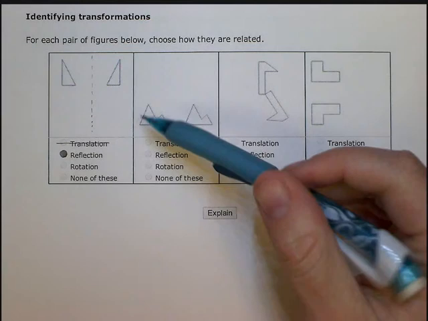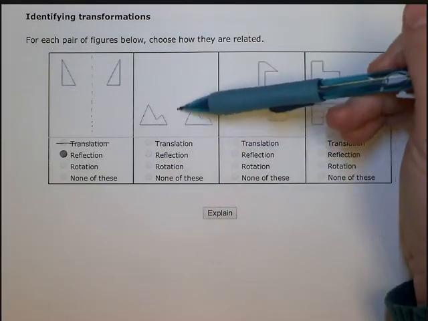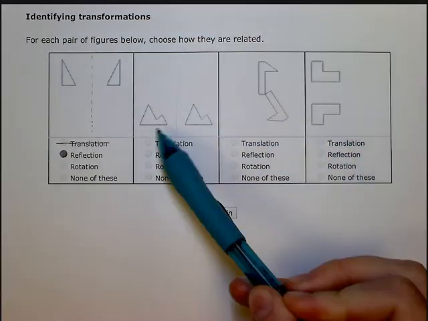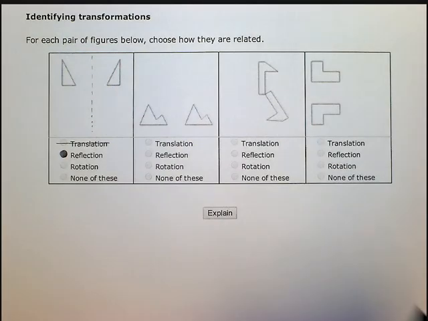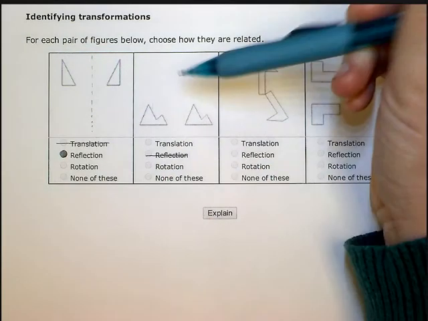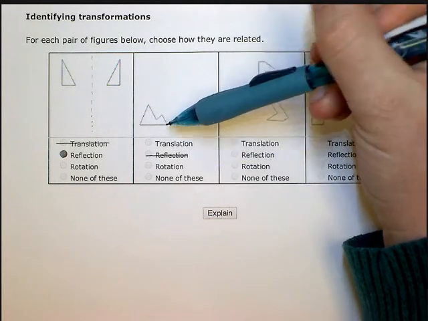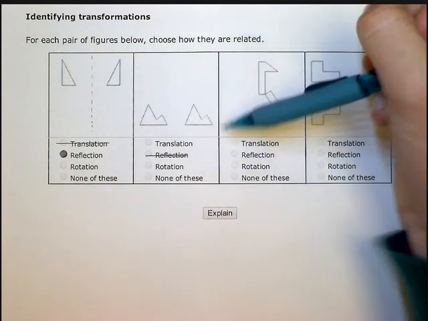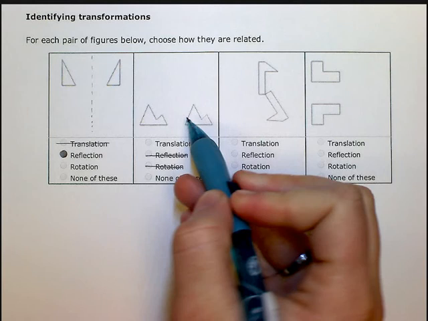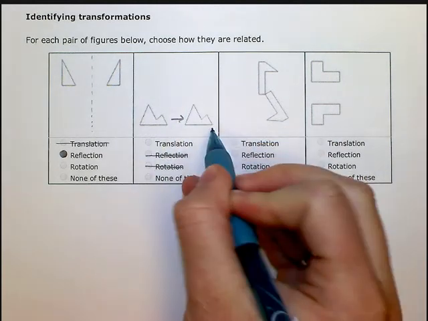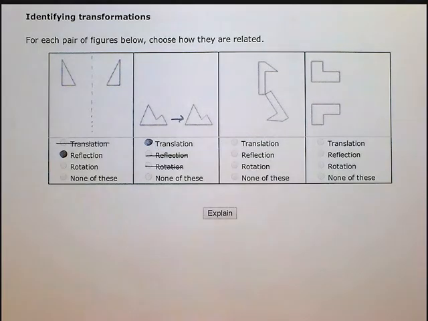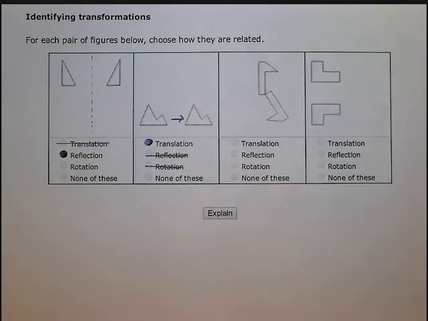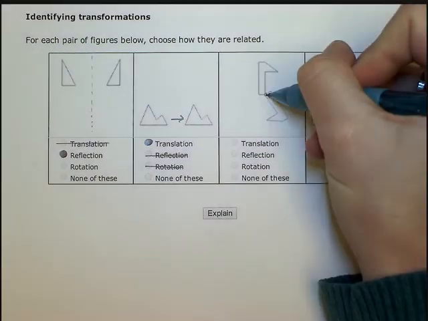So now we might be tempted to think reflection here again, but we see that the image didn't flip, so it can't be reflection. It can't be rotation because otherwise it would be upside down at some point. So it must just be translation because it was just strictly slid over without changing or turning or flipping or rotating at all.